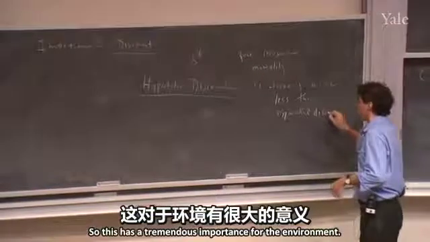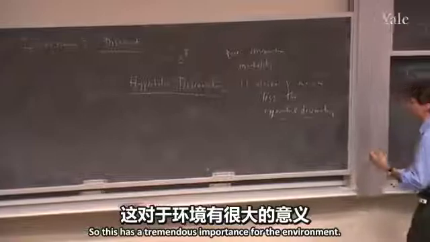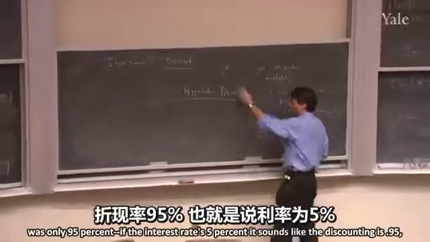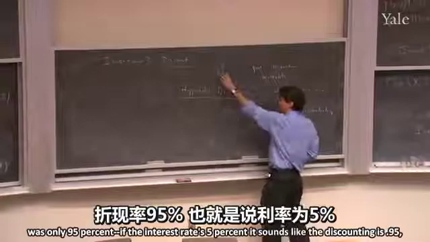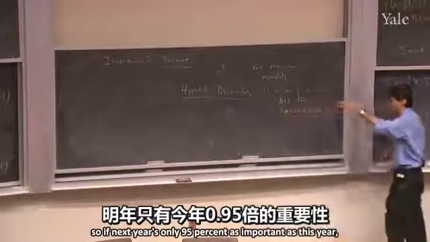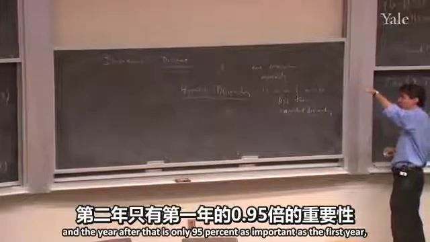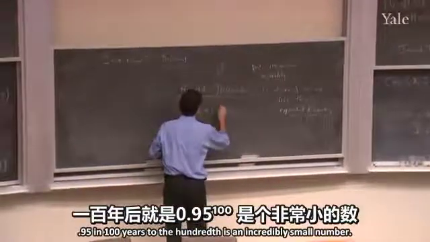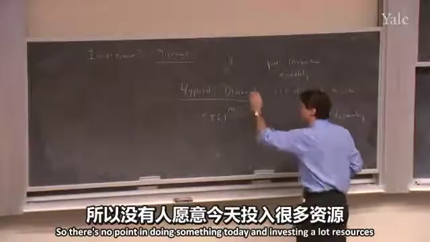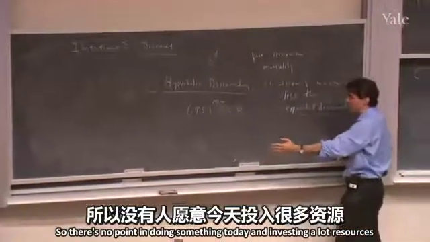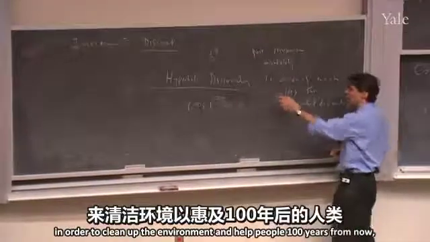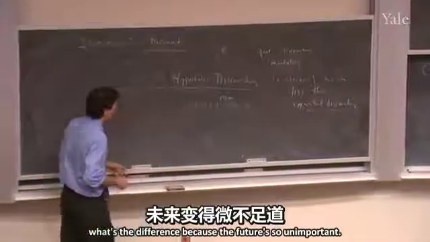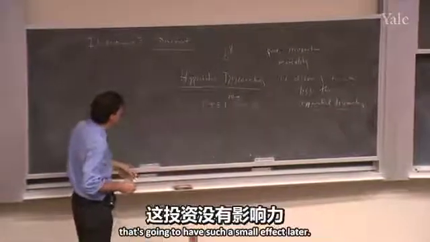So this has a tremendous importance for the environment. If you thought that people exponentially discounted, like they thought each year was only 95%, if the interest rate's 5%, it sounds like the discounting is 0.95. So if next year's only 95% as important as this year, and the year after that is only 95% as important as the year before, 0.95 to the 100th is an incredibly small number. So there's no point in investing a lot of resources today to clean up the environment and help people 100 years from now, because the future is so unimportant. You shouldn't be investing resources now to do something that's going to have such a small effect later.